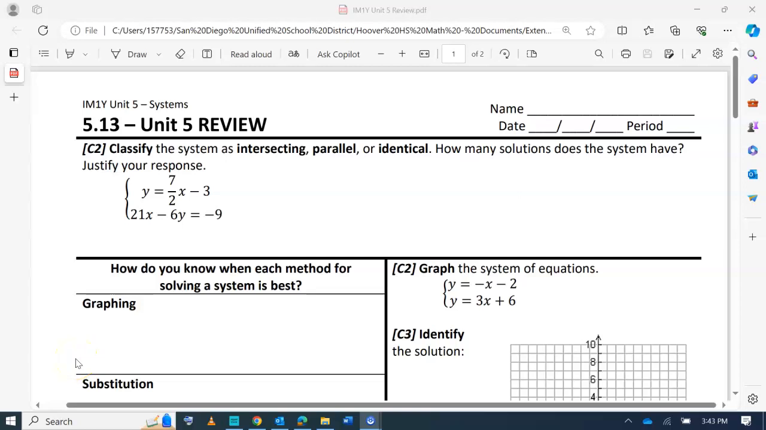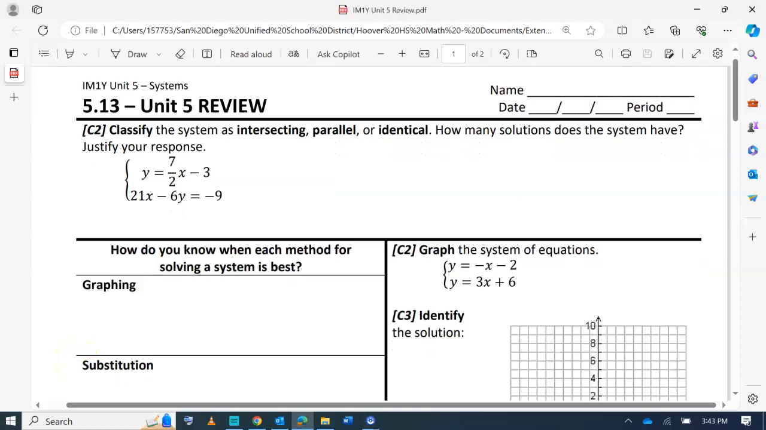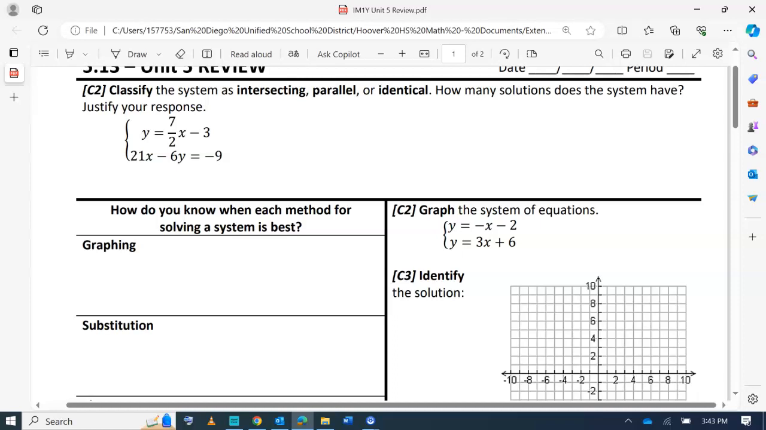All right, item 1, Unit 5 review. Okay, so first question, classify the system as intersecting, parallel, or identical, and how many solutions does the system have?